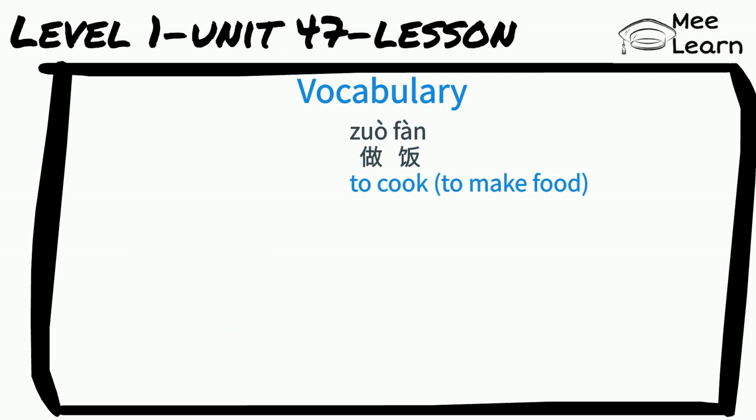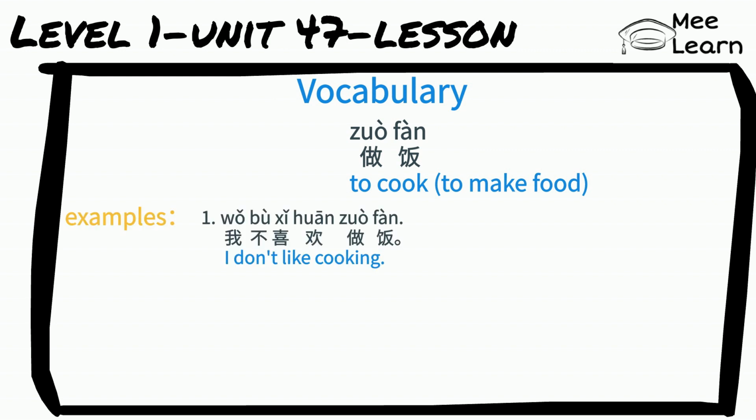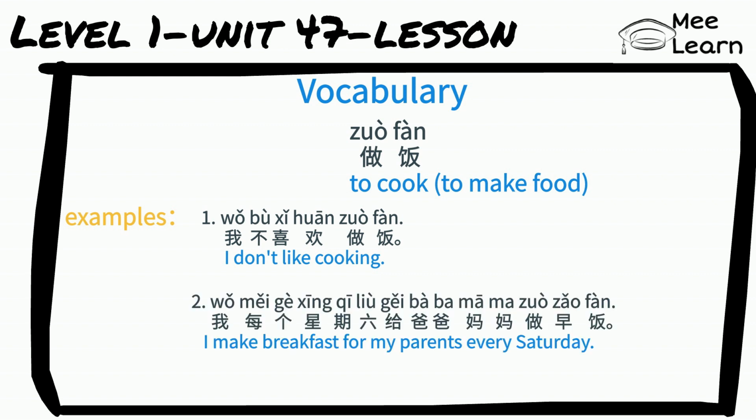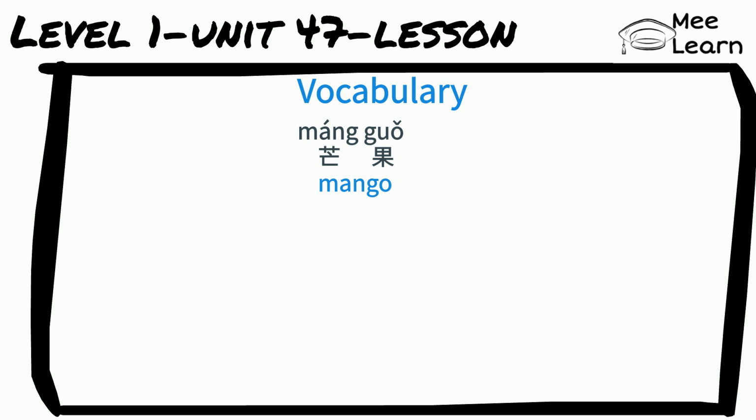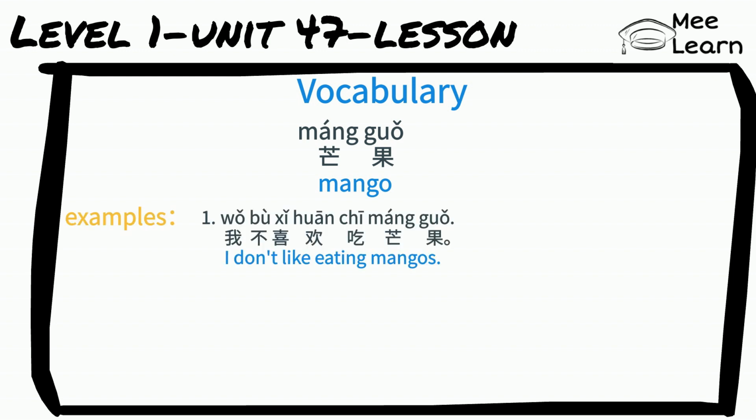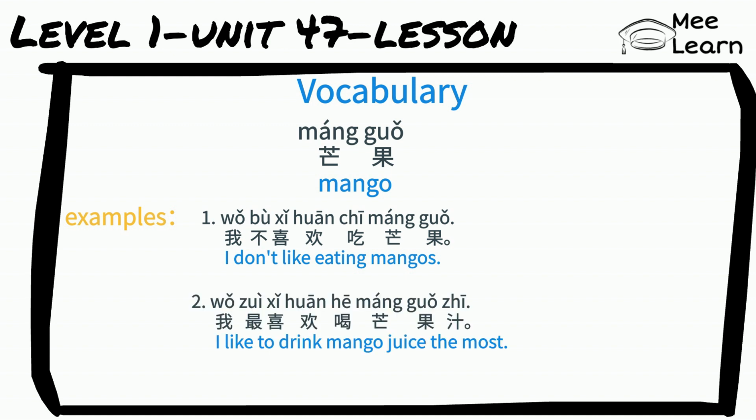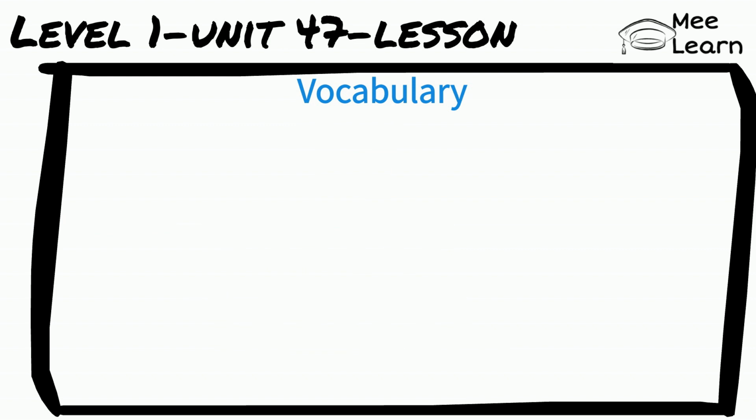做饭 to cook or to make food. For example, 我不喜欢做饭 I don't like cooking. 我每个星期六给爸爸妈妈做早饭 I make breakfast for my parents every Saturday. 芒果 mango. 我不喜欢吃芒果 I don't like eating mangoes. 我最喜欢喝芒果汁 I like to drink mango juice the most.